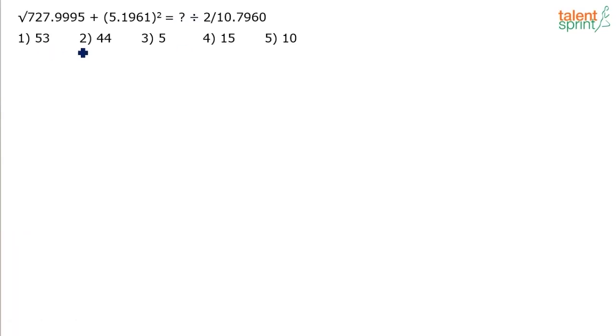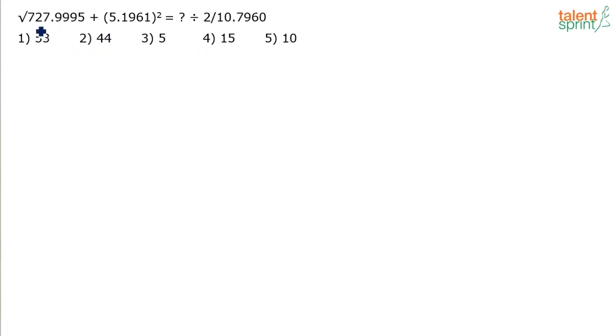As you can observe from the options here, these are not very close to each other: 53, 44, 5, 15 and 10. These options are spaced out properly, which means we can do approximation to a good extent here. If the options are very close, like 53, 52, 51, 49, then it becomes a little challenging, because even a small error in your approximation can lead to a wrong answer. But since the options are far away from each other, we can approximate to a good extent. So how do we deal with it?